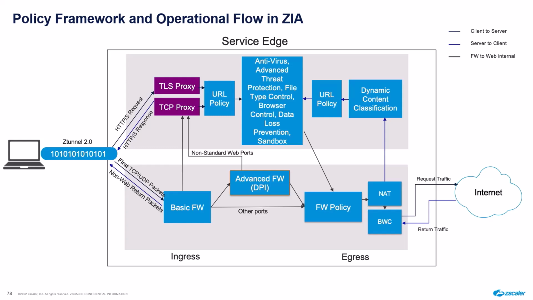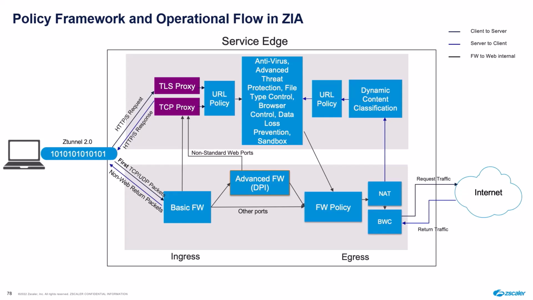All other traffic will be passed through the basic firewall, which may identify HTTP and HTTPS traffic based on port, or the advanced firewall, which will identify HTTP and HTTPS based on deep packet inspection and looking at that header information. Traffic identified as HTTP or HTTPS can then flow up to the proxy modules. All other traffic passes through the firewall policy, the NAT control policy and IPS policy before passing through bandwidth control and egressing out to the internet. And of course, return traffic flows through the same modules on the way back.